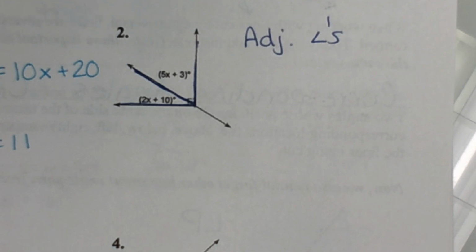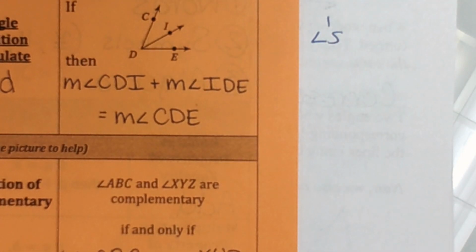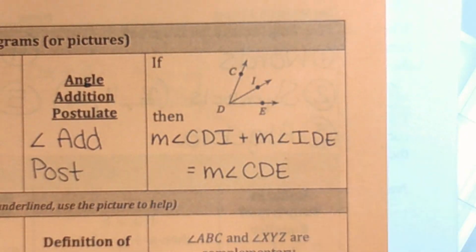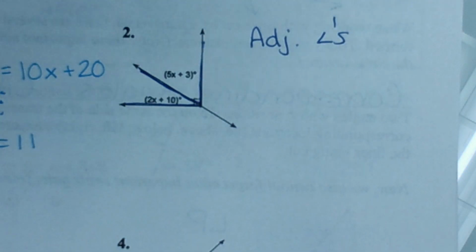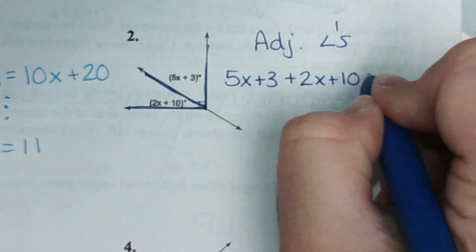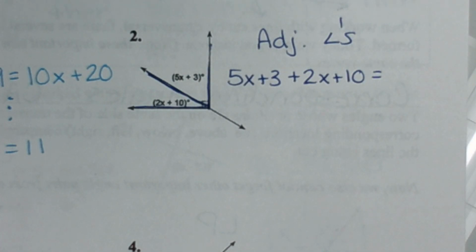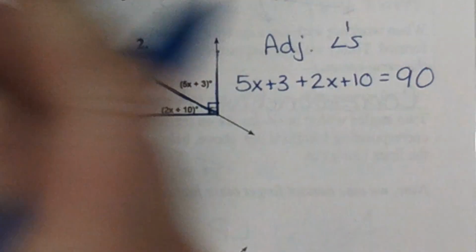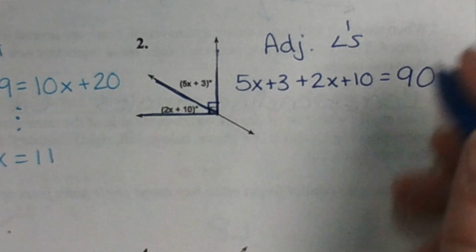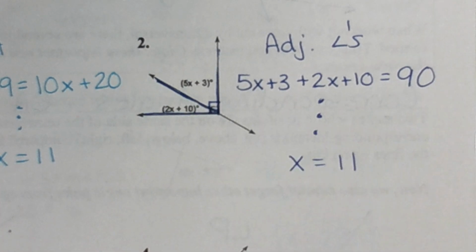Didn't we have adjacent show up on our orange one from last chapter? It wasn't called adjacent angles. It's the angle addition postulate, and it says take the little one, add the little one, make it equal to the big one. 5x plus 3 is one of the little ones. 2x plus 10 is the other little one. What is the big one in this picture? 90. Got our right angle hanging out there. Now, while some of you have indicated that you do not trust my solving skills, and for valid reasons, I will tell you again, x is still 11.